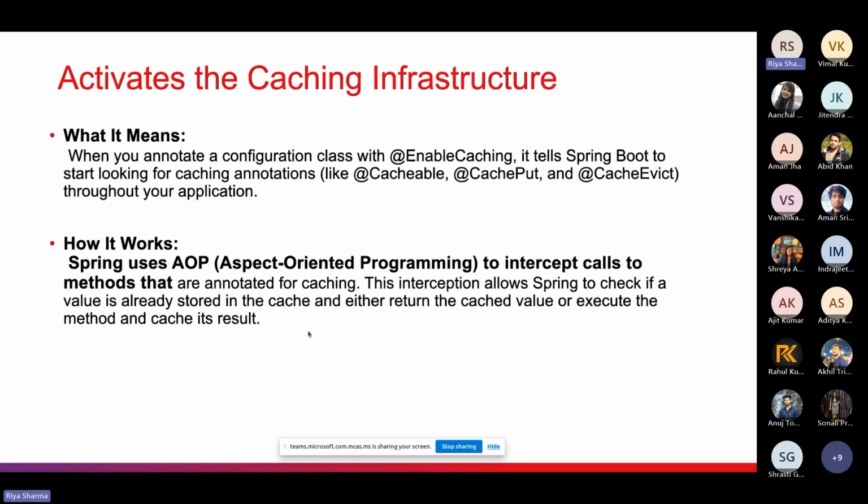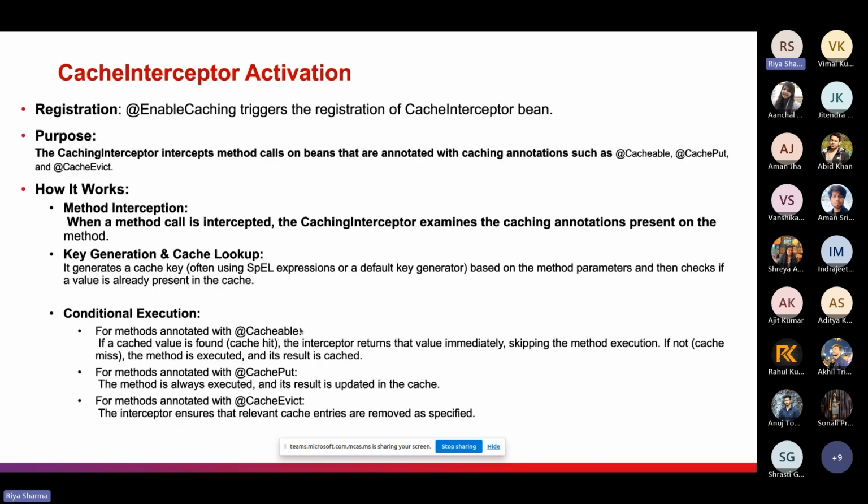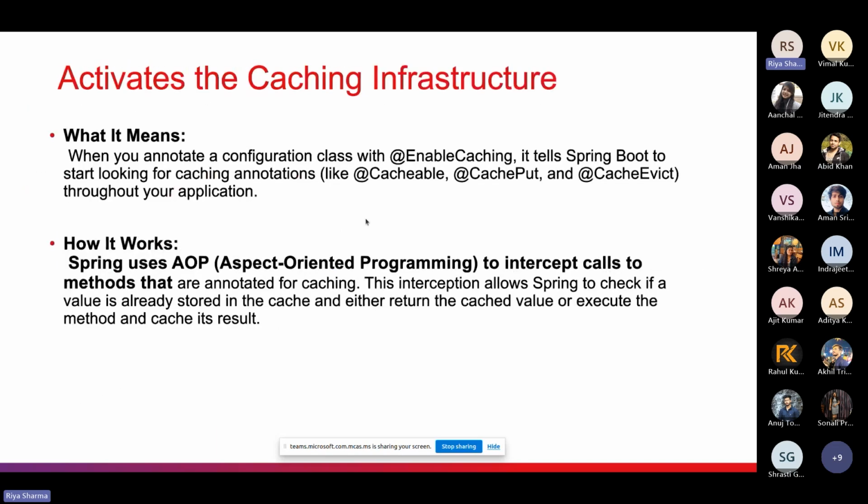Now we have how the activation of the caching infrastructure works. We've been running around these sentences only, so I'll just read it out. When you annotate a configuration class with enable caching, it tells Spring Boot to start looking for caching annotations. And how it works, Spring uses AOP to intercept calls to methods that are annotated for caching. This interception allows Spring to check if a value is already stored in the cache and either return the cached value or execute the method and cache its result.